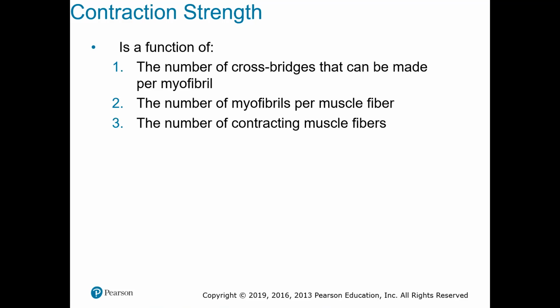So there are two things we can control for contraction strength. We can increase our strength by having more cross bridges form, and more cross bridges will form if we have more myofibrils, more actins and myosins. Now, the number of contracting muscle cells, we can't do anything about the number of cells we have. We can make them stronger, but we can also stimulate more muscle cells for the contraction.